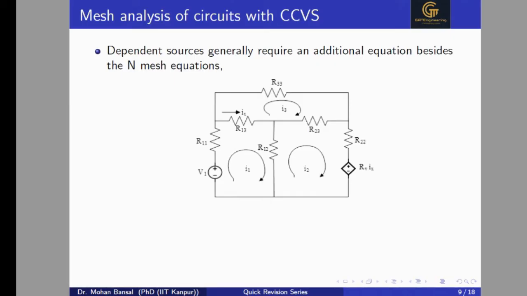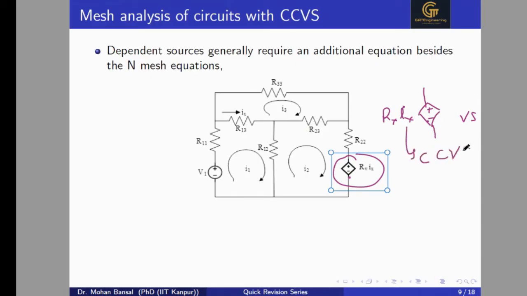Now we'll see another problem, that is with the dependent sources. So here you can see that we have one dependent source. You can see this is the voltage source inside the diamond. Plus and minus are given, so this is the voltage source, but its value depends on Ix, so Rx Ix. We can see the current control, because this current is controlling this source, so this is the current controlled voltage source.